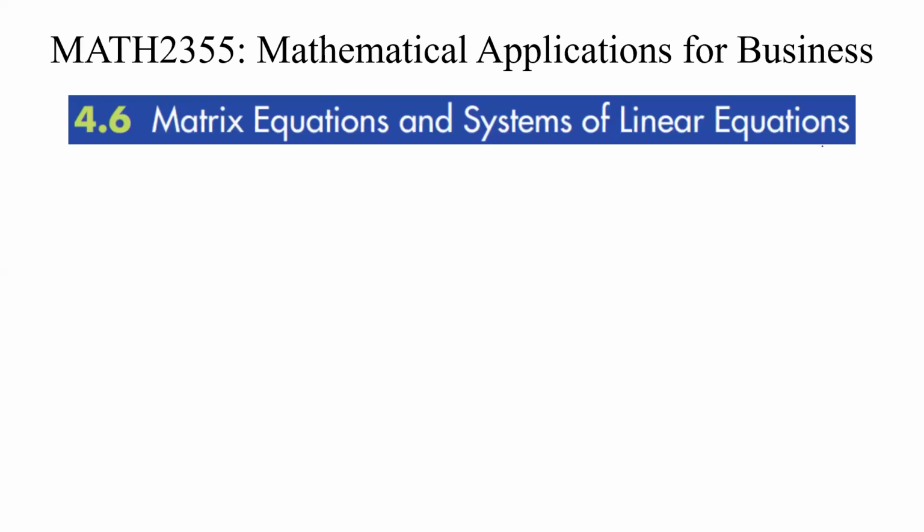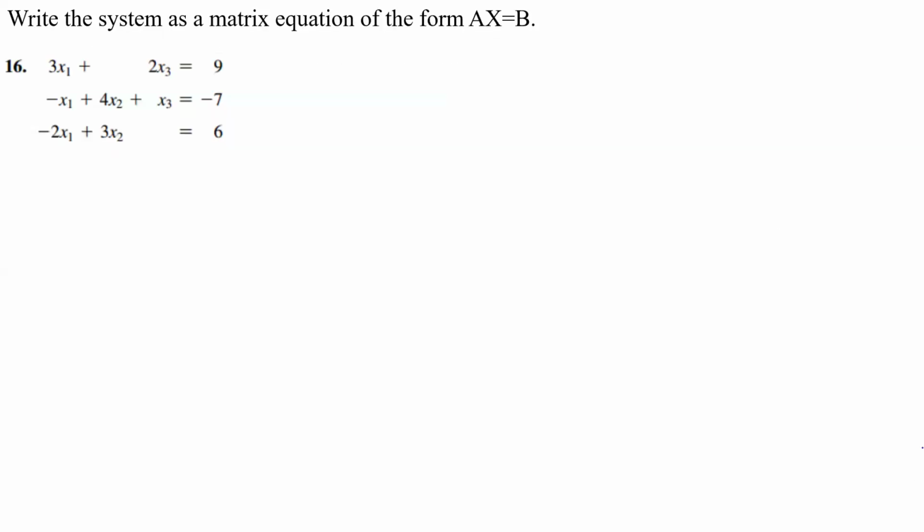All right, here we're on 4.6, matrix equations and systems of linear equations. So we're going to work some examples here. First one, write the system as a matrix equation in the form AX equals B.